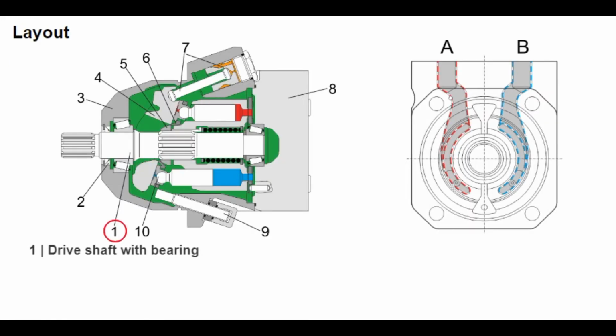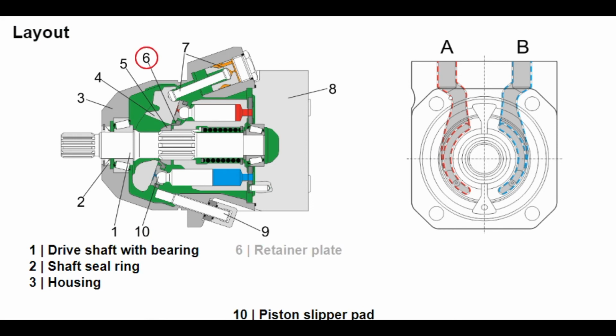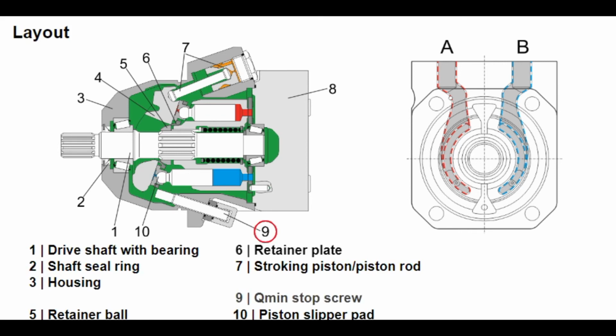The drive shaft 1 and tapered roller bearings absorb axial and radial forces. A shaft seal 2, held in the one-piece housing 3 by a snap ring, seals the motor. The piston slipper pads 10 are hydrostatically mounted to the cradle 4 by the retainer plate 6 and retainer ball 5. The cradle is mounted eccentrically in the housing by slide bearings 3, so the variable motor is always at the maximum swivel angle. With the stroking piston and piston rod 7, the motor can be swiveled back to the minimum swivel angle. Q-min stop screw 9 can be used to set the maximum speed of the motor.